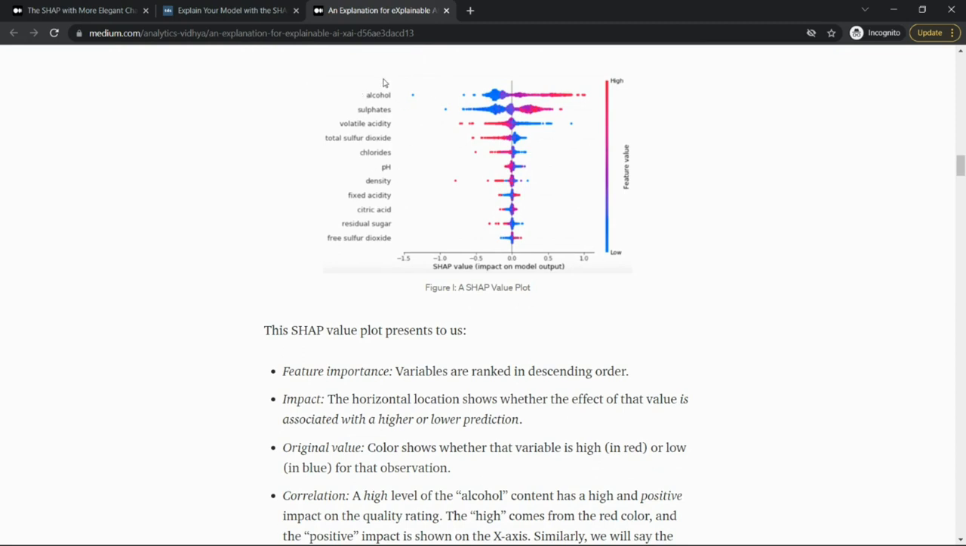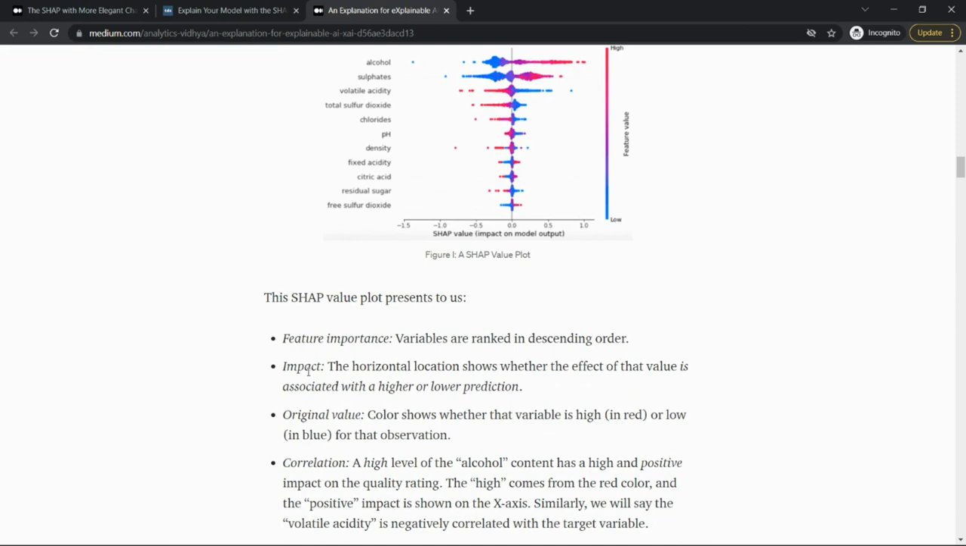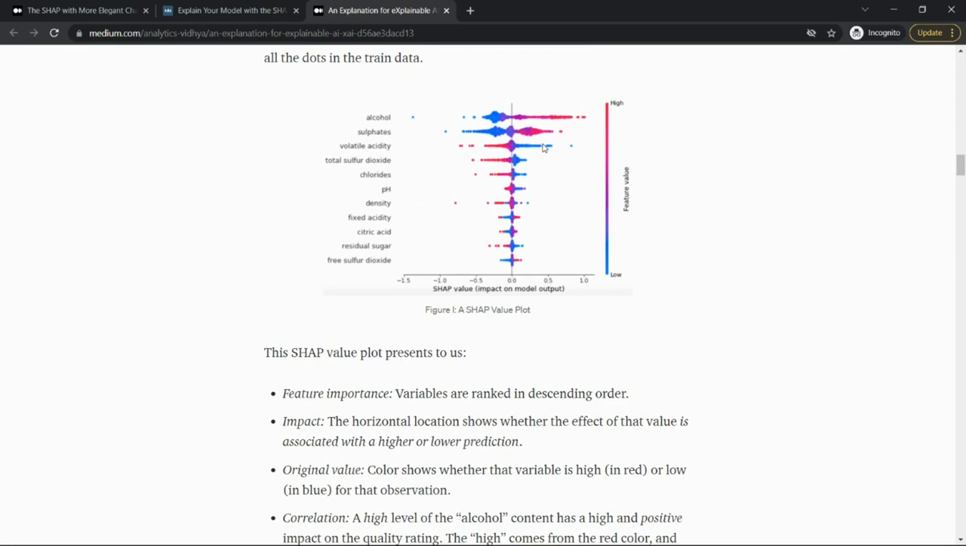In this case, the variable of most importance is at the top, and the variable of least importance is at the bottom. Then we have the impact. The horizontal location shows whether the effect of the feature is associated with a higher or lower prediction. That is, whether a high prediction was made for the target variable or a low prediction was made.